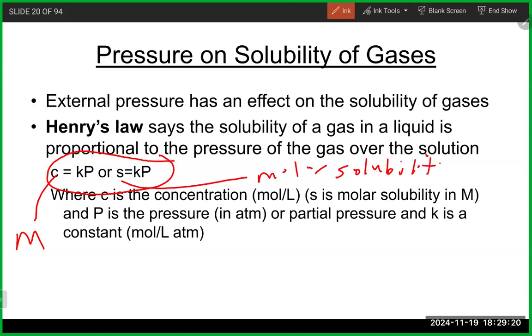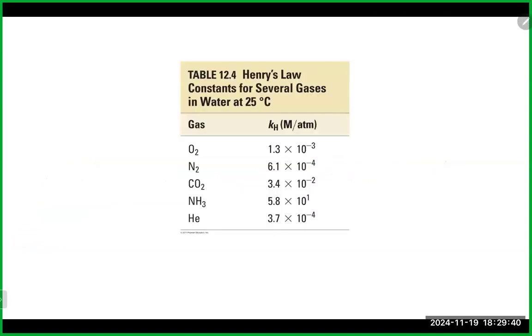And that is also a fancy way of saying molarity, basically. So they're both molarity, whichever you want. K is Henry's law constant for the particular gas that you're dealing with. And P is the pressure in this case. And you can calculate how much pressure you might need. That happens, for example, like in a soda can, right?